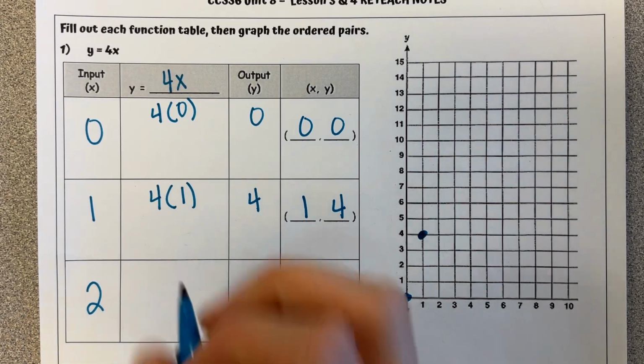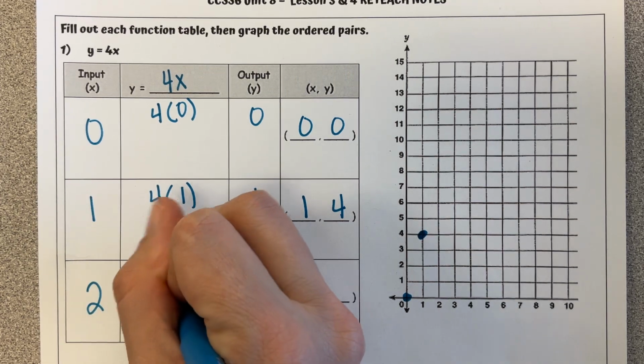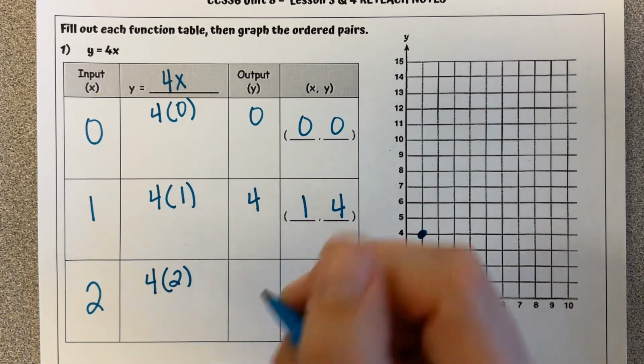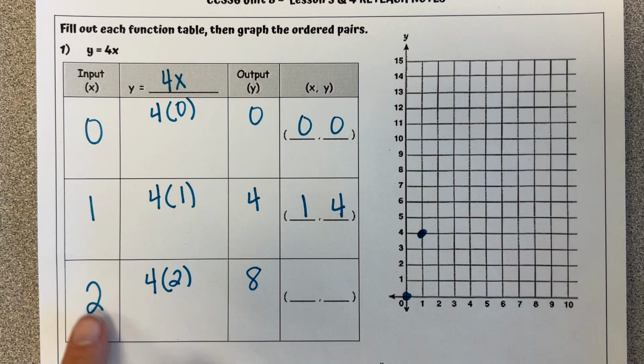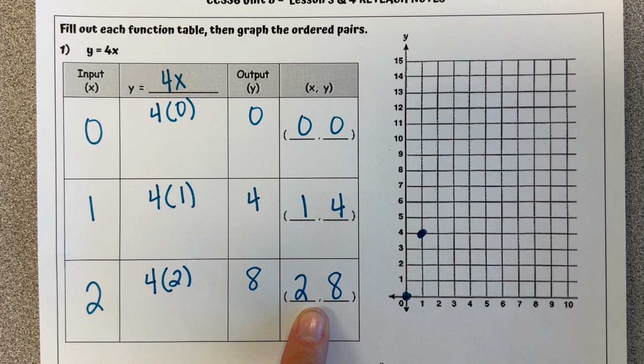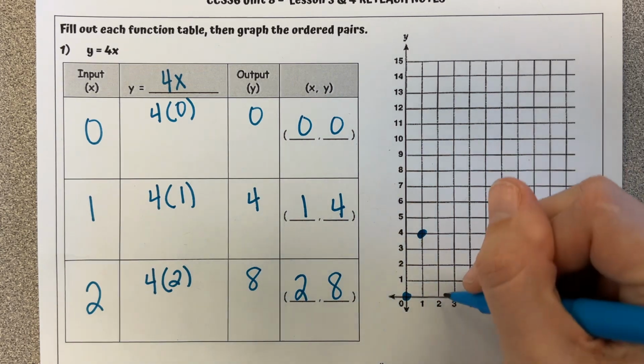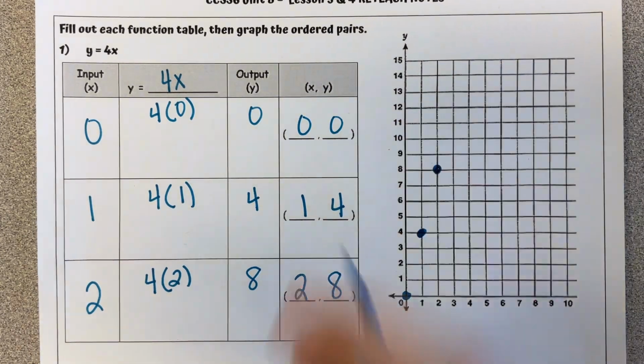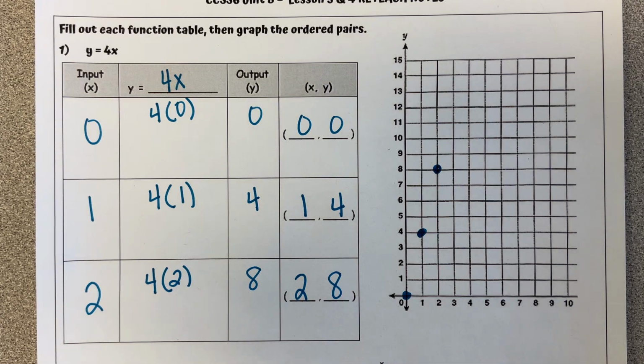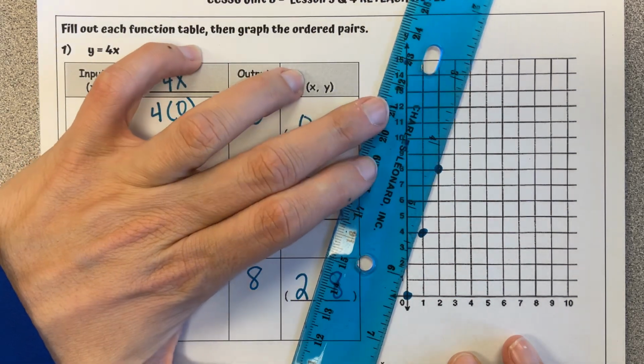Last one we're going to do is 2. So I'm plugging in 2 for x. So 4 times the x value of 2 is 8. So our input, our x value is 2. Our output, our y value is 8. We're going to plot the ordered pair 2, 8. So our x is 2. Our y is 8. And then I'm going to connect these in a line.